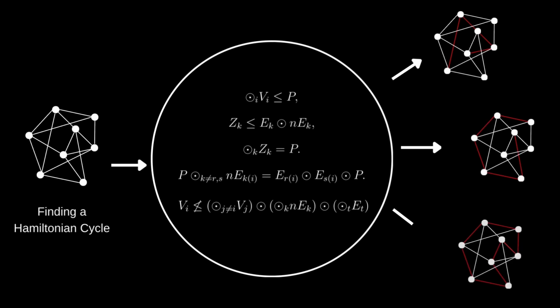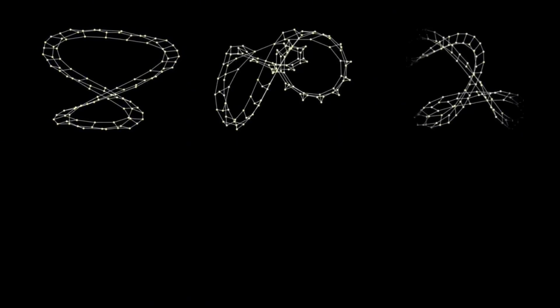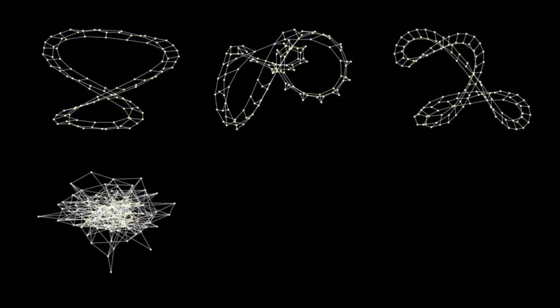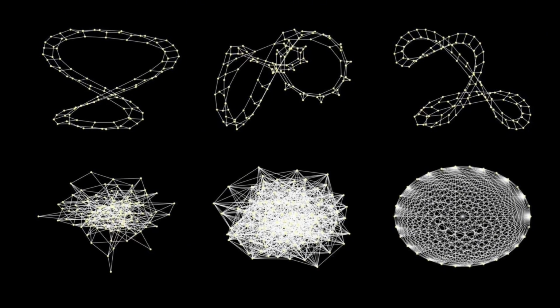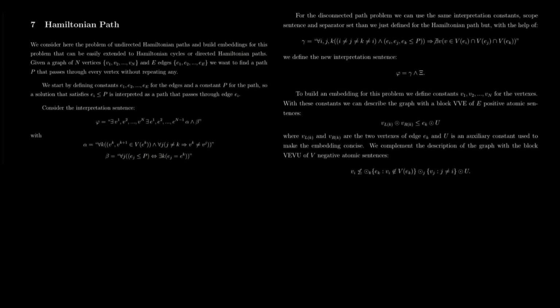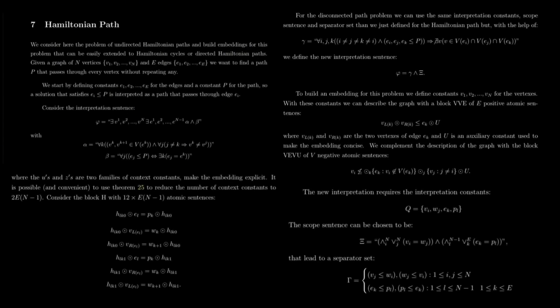Given a graph, we can use constants to represent vertices, edges, and potential paths. In the semantic embedding, we combine these constants and impose constraints to encode the properties of a Hamiltonian cycle. For example, the fact that the path must visit each vertex exactly once. This technique can be used to find Hamiltonian cycles in the hardest of examples.